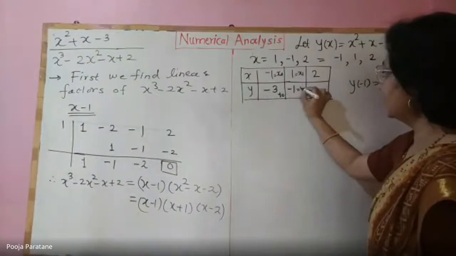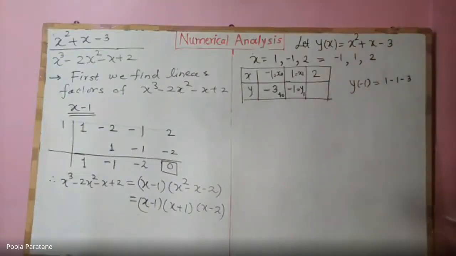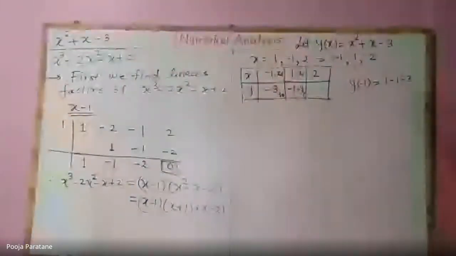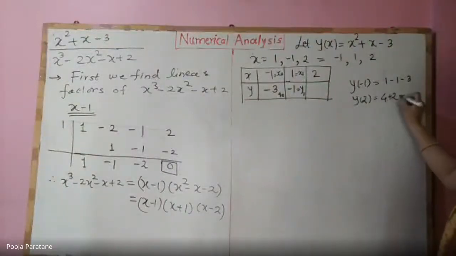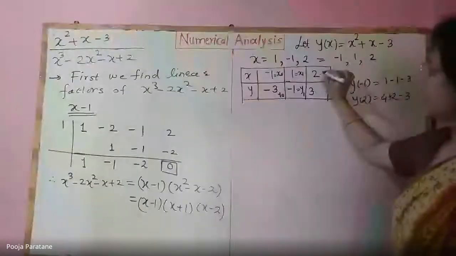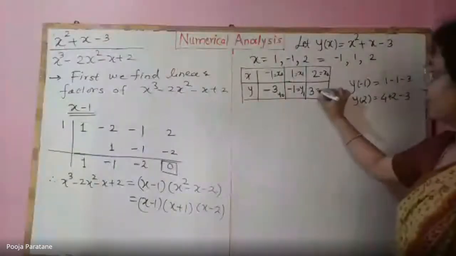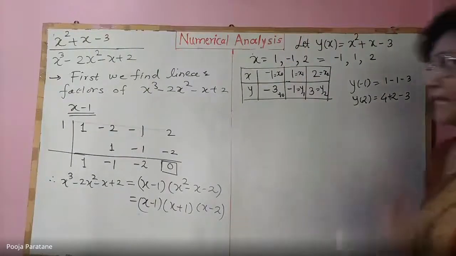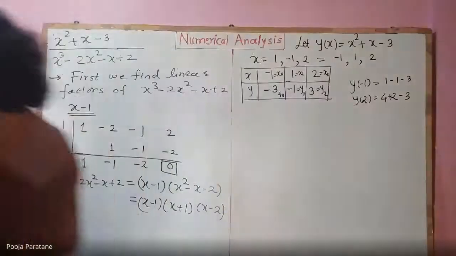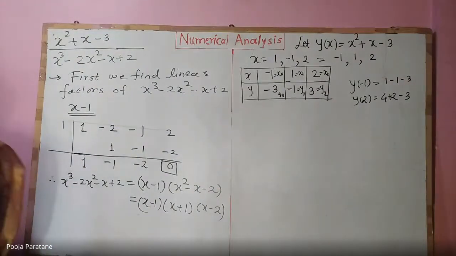So this is x1 and the corresponding value is y1. Next, y2, that is 4 plus 2 minus 3, that is 6 minus 3, 3. This is x2 and the corresponding value is y2. And now apply Lagrange's interpolation formula. Let us write down the formula first. Only two terms are there, up to y2, so we will write it up to y2 only.